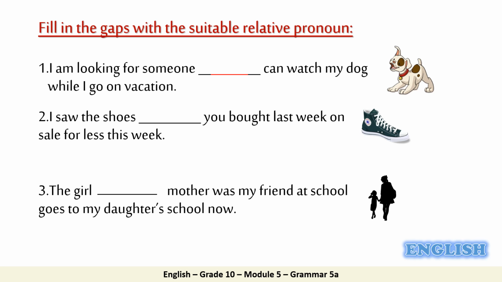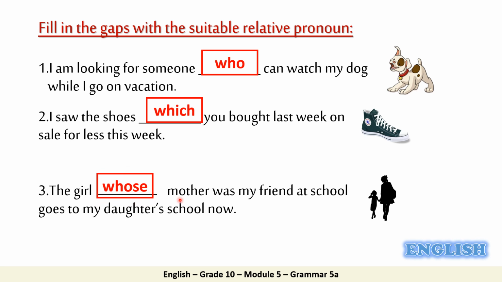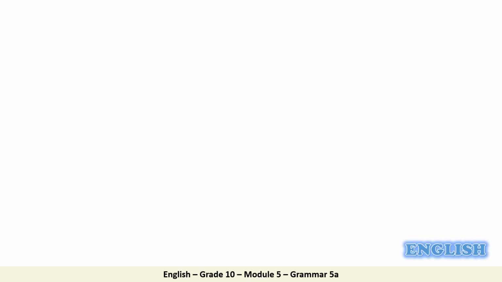Number 1, we will say the answer is who. Why is that? Because who is used when we are referring to someone. Someone is a person. The next one, which. Why? Because shoe is a thing. And the third one we have whose, because the mother belongs to the girl. Well done, everyone. Let's move on to relative adverbs.